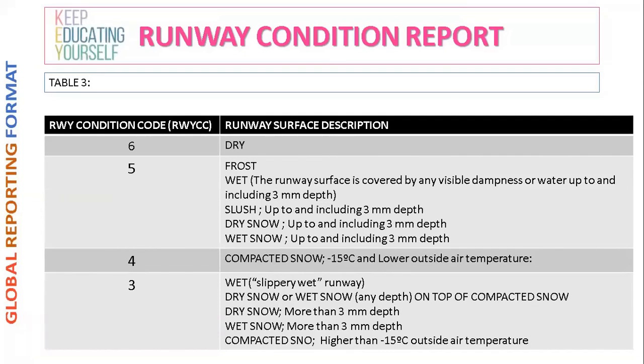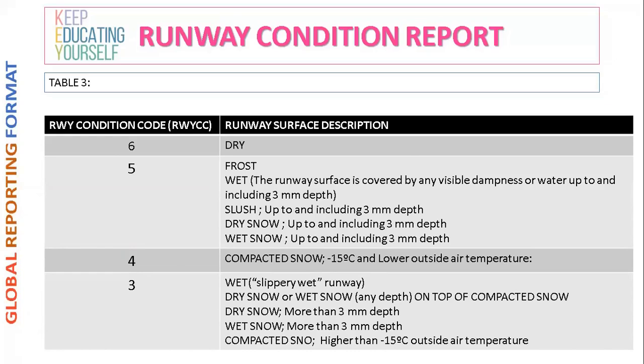Now we are coming to table number 3. This will give the runway condition code. This helps the arriving aircraft to calculate landing distance required based on the reported runway condition code. The first column is the runway condition code, RWYCC, and the second is the runway surface description. If you find that the runway surface is dry, you have to simply give that runway third, 6. If the runway is dry, our runway condition code will be 6.